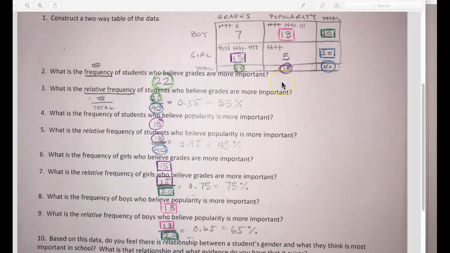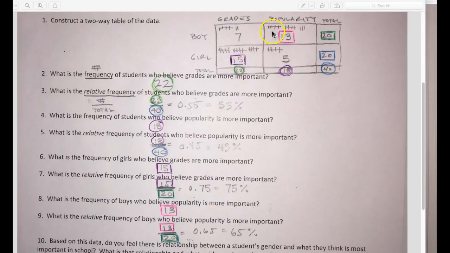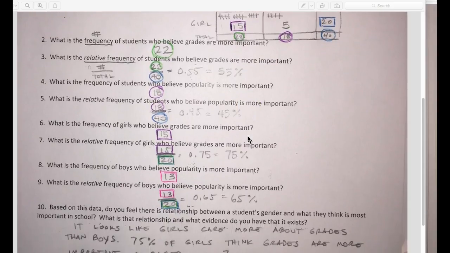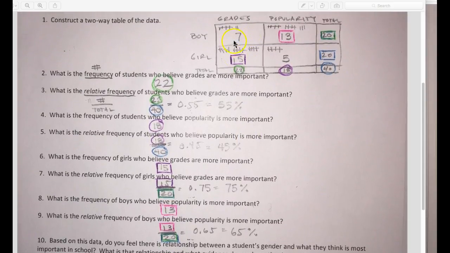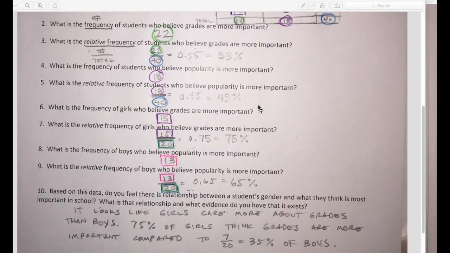So girls definitely think grades are more important. And since there's a choice between only grades and popularity, it looks like boys think popularity is more important than grades. It's possible that they both think grades are more important, but in this case, it looks like boys think popularity is more important than grades.